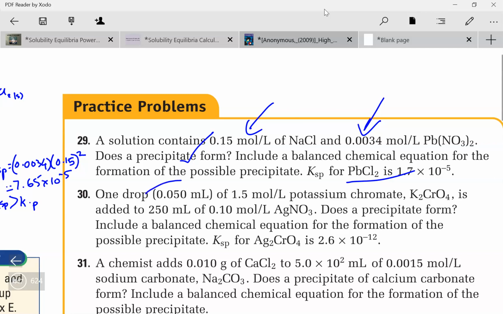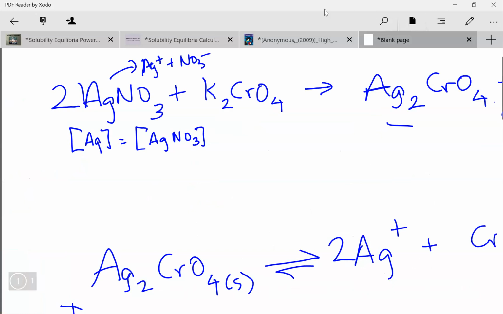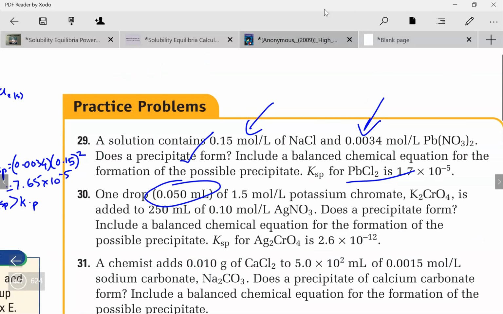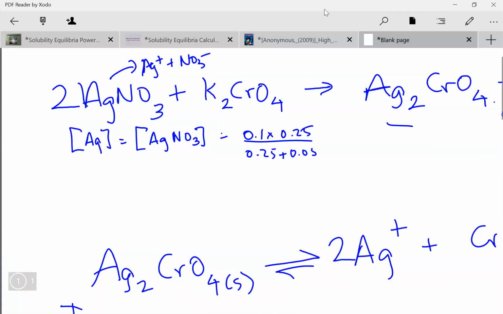So here again, I could ignore a potential dilution, but we'll do a dilution. Because technically I am adding two volumes. So 0.1 times 0.25 divided by 0.25 plus whatever that minuscule volume was. 0.05 milliliters. Oh, milliliters, so 0.00005 liters. So this is basically going to be 0.1 molar.